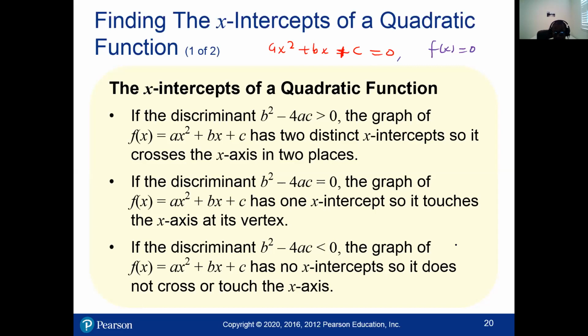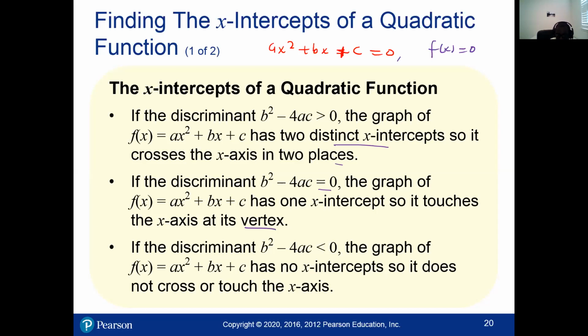If the discriminant is positive, it means that the graph has 2 distinct x-intercepts, or in other words, 2 distinct solutions, so it crosses the x-axis in 2 places. Now, if the discriminant is equal to 0, it means that the graph touches the x-axis at its vertex.